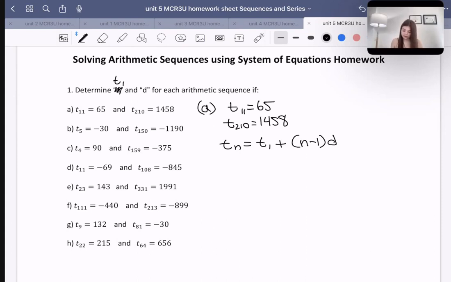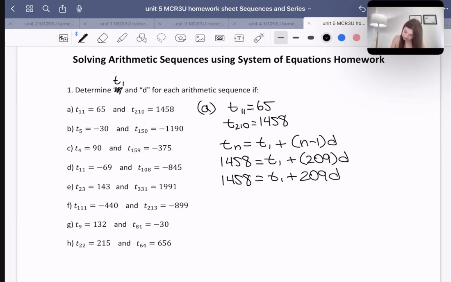So therefore we know that t of n, 1,458, is equal to the first term plus n minus 1, which in this case n is 210, so 210 minus 1, which is 209, times d. So we know that 1,458 equals t1 plus 209d. So that's our first equation. I'm going to mark it here. This is our golden equation 1.